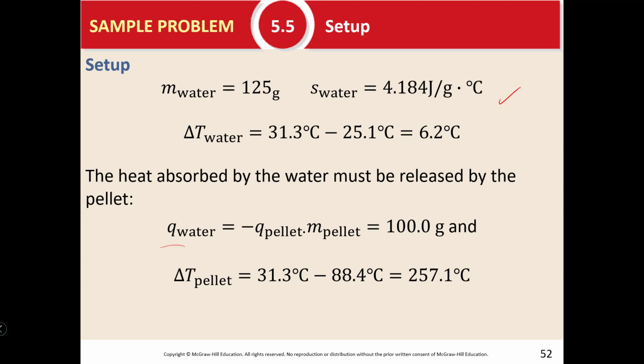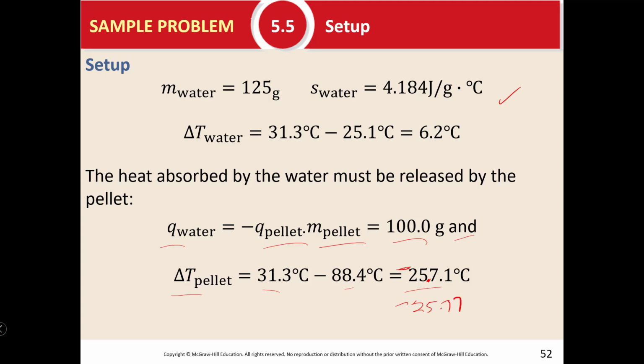Q of the water is negative Q of the pellet, times the mass of the pellet, and the pellet's 100 grams, and the temperature change of the pellet went from an initial temperature of 88.4 to 31.3. And that's a mistake there. There's a couple of mistakes on this. This should be 25.1, and it should be a negative quantity. This should be a negative quantity. So that could be confusing.